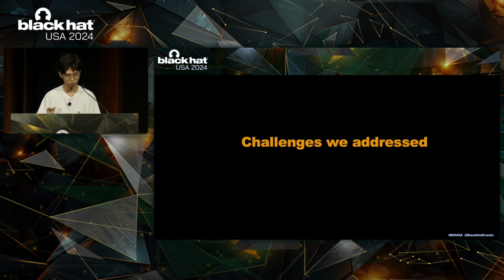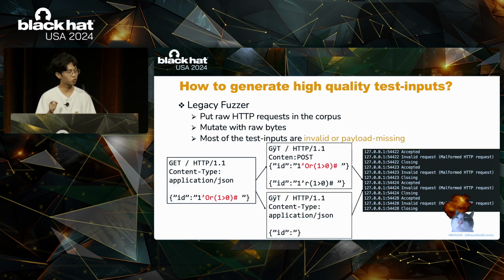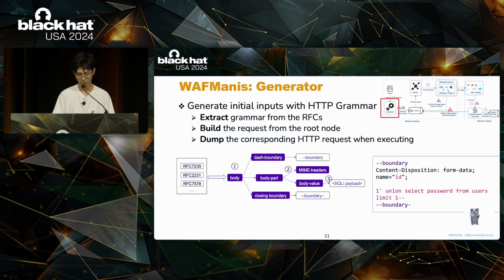To achieve this, we actually overcame a lot of barriers. Let me share with you how we addressed the challenges we met. The first challenge is to generate and mutate the test input efficiently. Legacy fuzzers use raw HTTP messages as initial inputs and mutate the input with raw bytes. However, most of the mutated test inputs are incomplete or even missing the payload in the body, leading to low-quality test input dominating the entire fuzzing process.